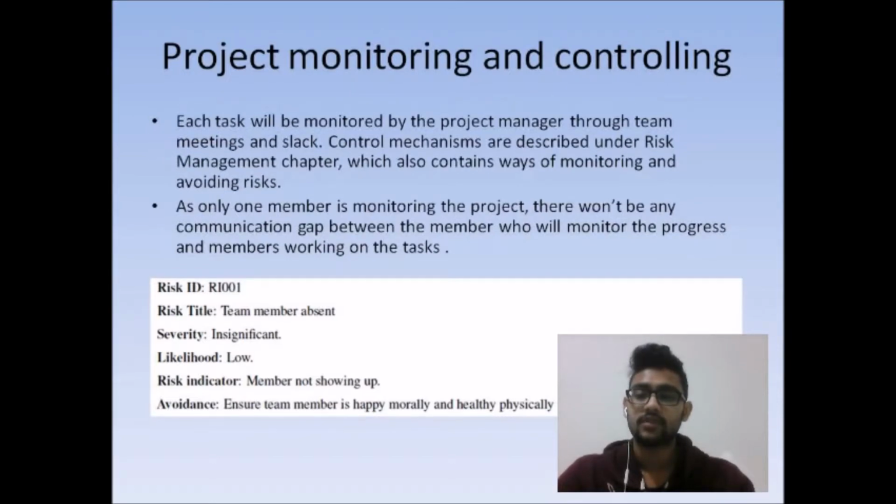Project monitoring and controlling. Each task will be monitored by the project manager through team meetings and Slack. Control mechanisms are described under the risk management chapter, which will also contain monitoring and risk avoiding processes. As only one member is monitoring the project progress, there won't be any communication gap between the member and the team working on those tasks.